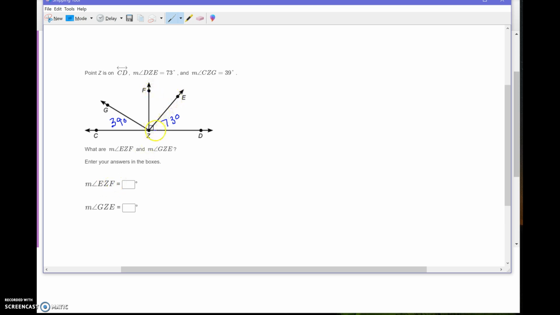So you see that makes a 90 degrees, so we can call that one X. 90 minus 73 gives us our answer. 90 minus 73, and that gives us 17. So on the 17, and then we're looking for this one, we'll call it Y. Or no, we're not looking for that one.